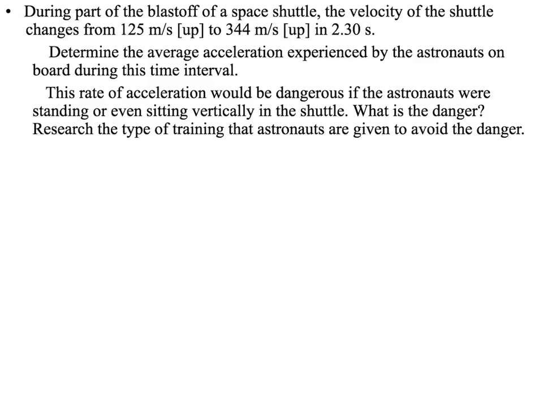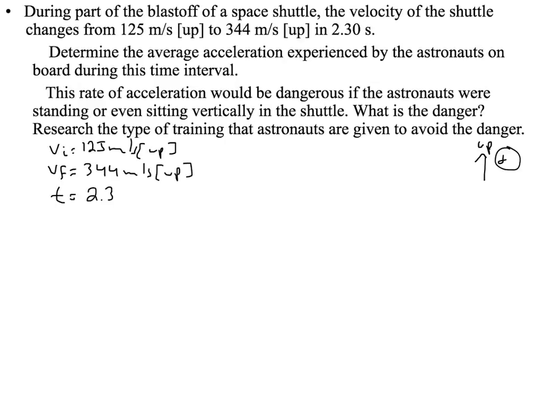During part of a blast-off of a spaceship shuttle, the velocity of the shuttle changes from 125 meters per second up to 344 meters per second up in 2.3 seconds. So, first of all, let's assign up as positive. We know that it changes, so VI equals 125 meters per second up, VF equals 344 meters per second up, and we know time is 2.3 seconds. Determine the average acceleration experienced by the astronauts on board during this time trial.